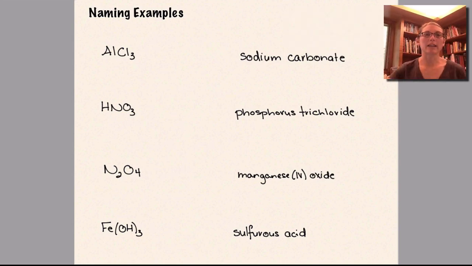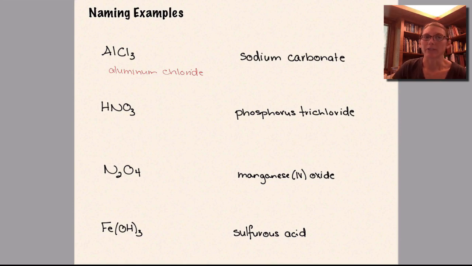As you take a look at these, again, you need to start by asking yourself, do you have a metal present? If I look over here at AlCl3, the answer is yes, I've got aluminum. And aluminum is not a transition metal, so I don't need any Roman numerals. This is just aluminum chloride.